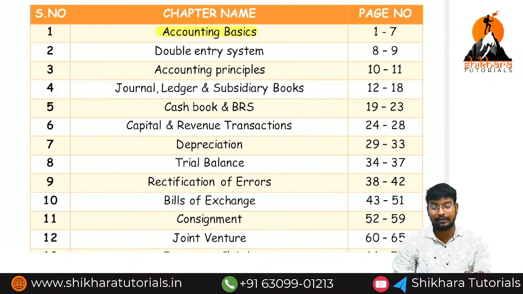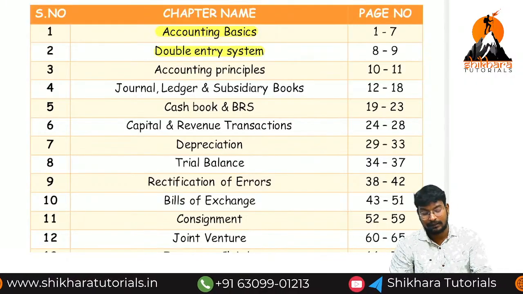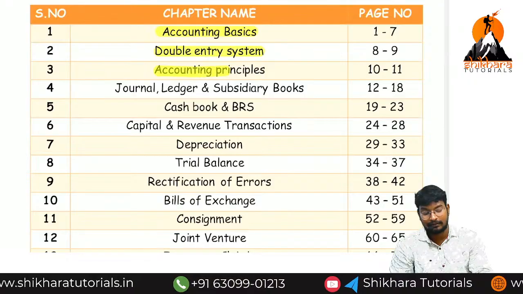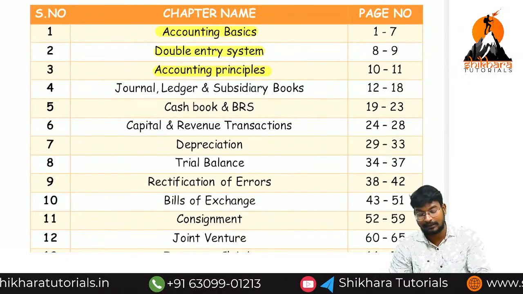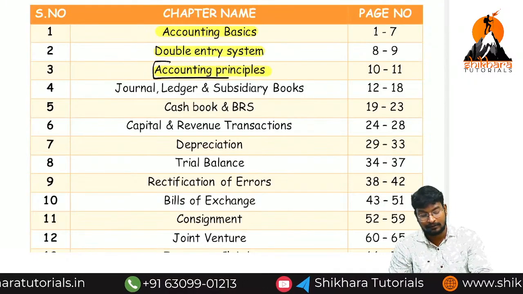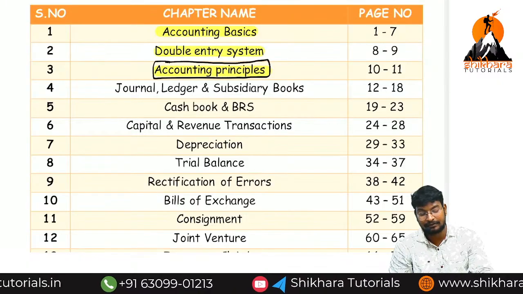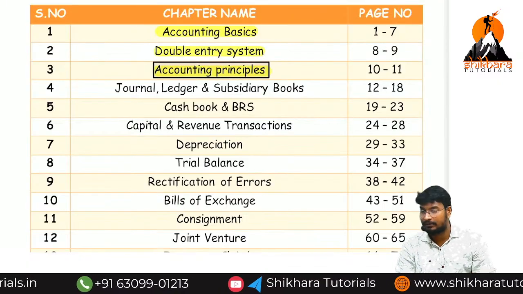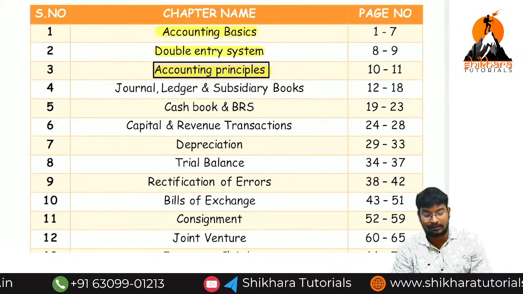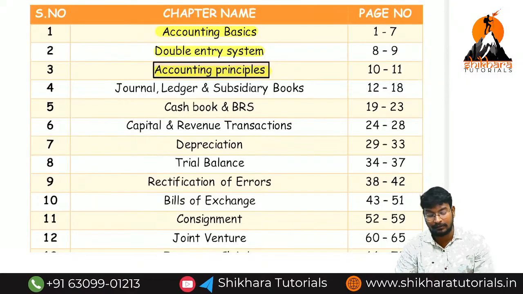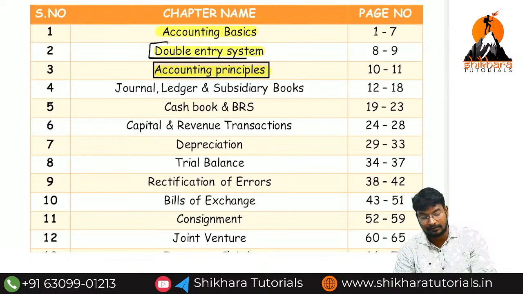Next we need to see the double entry system, and we are not going to see the accounting principles now. These accounting principles we can discuss at last, after completion of the syllabus. Now next we have to start the journal, ledger and subsidiary books. So now I will discuss which chapter.